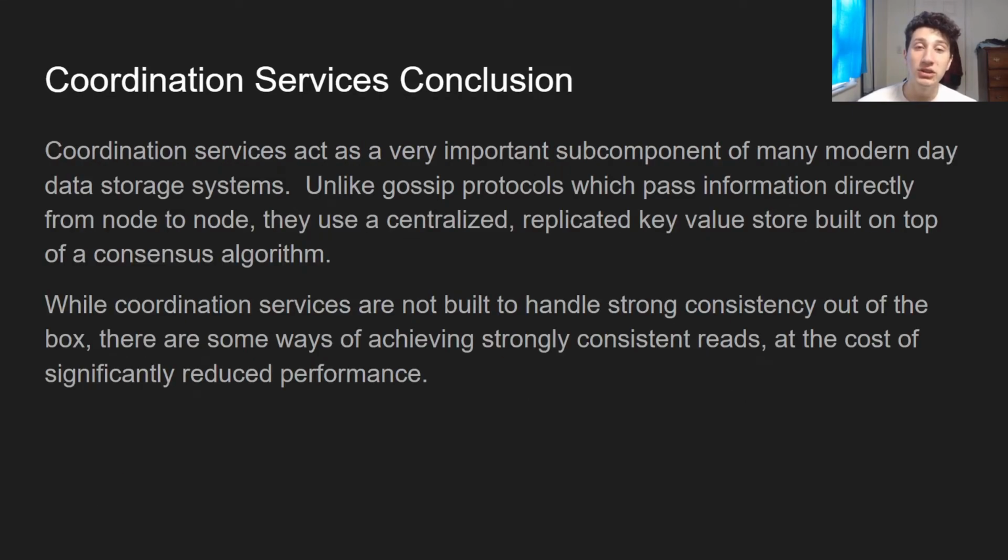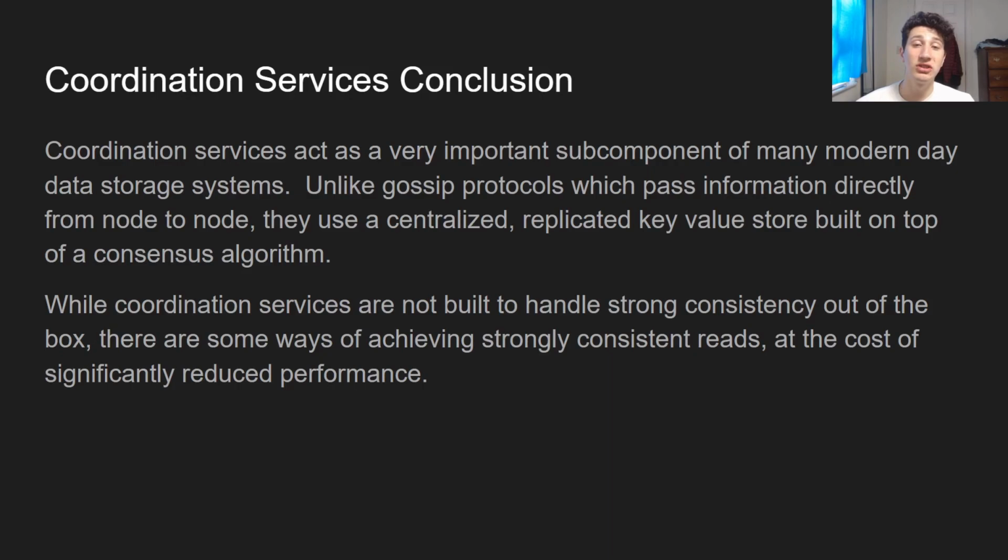Okay, in conclusion, coordination services are a really important subcomponent of a ton of modern-day data storage systems. Unlike gossip protocols, which I introduced in a previous video, which basically have nodes randomly pass information from one to the other until it's propagated through the system, coordination services are a way of storing the data in a centralized location, which is obviously replicated for fault tolerance, and uses a consensus algorithm to ensure things like atomicity and a total ordering of the writes so that things never get completely out of whack.